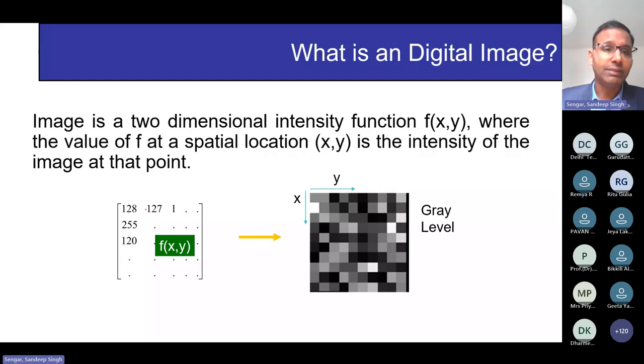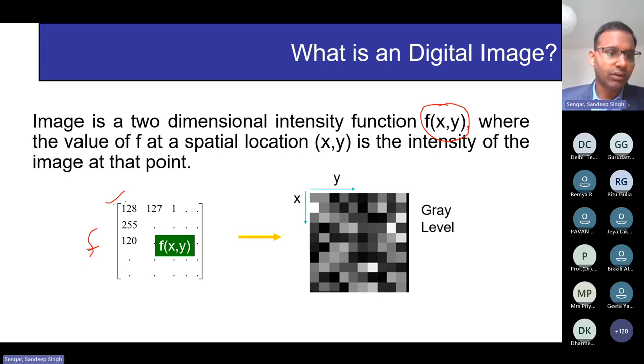If you're talking about an image, we call that a two-dimensional intensity function. Two-dimensional intensity function means f(x, y). This function, and the matrix, is called f. What is x, y? x, y is the coordinates.